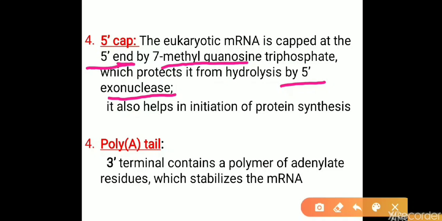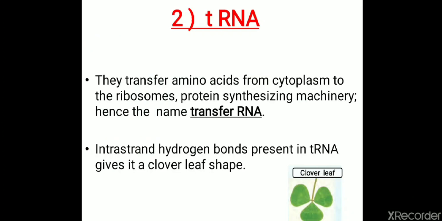So methylated guanine residues present in the 5' end protect this mRNA from 5' exonuclease activity. Similarly, the 3' end contains multiple adenine bases, which also protect this mRNA from 3' exonuclease enzyme.